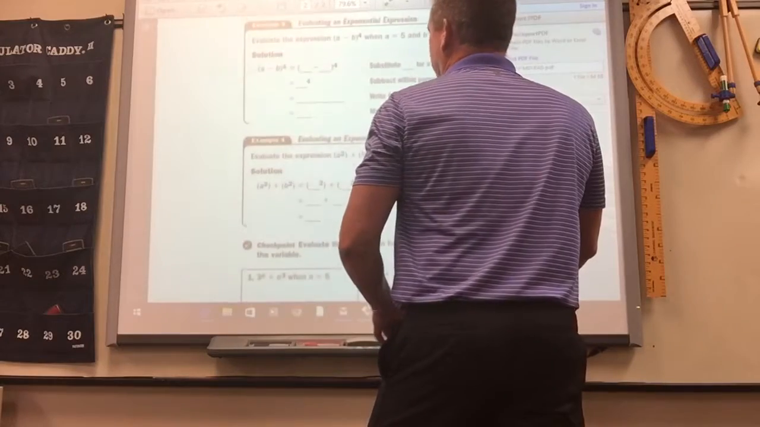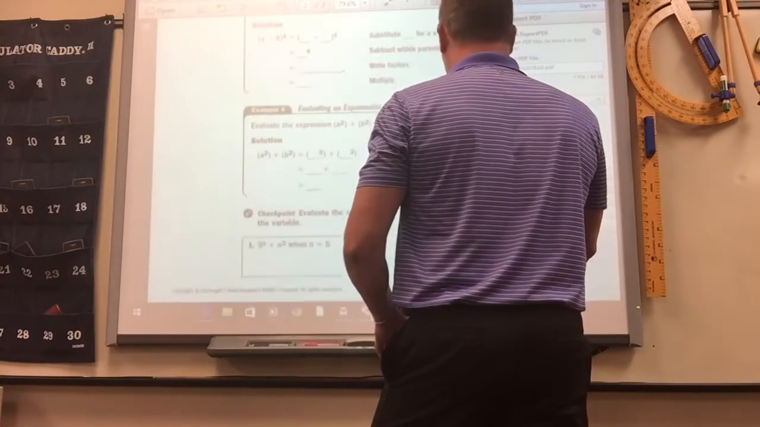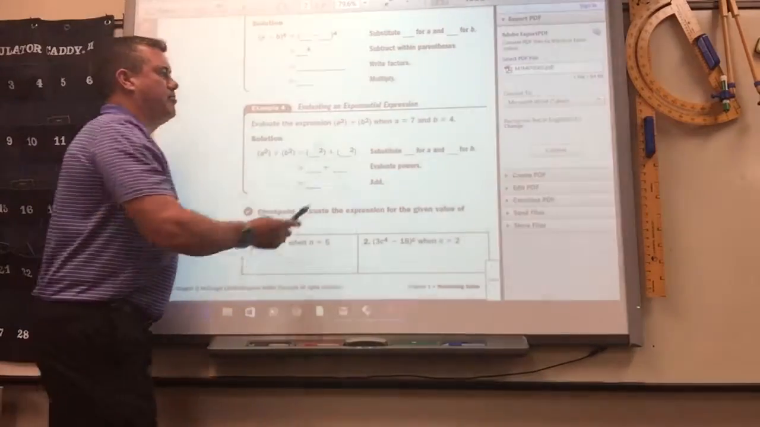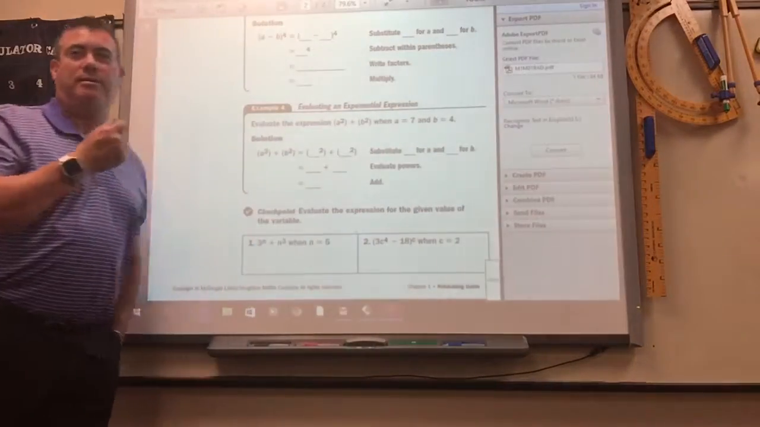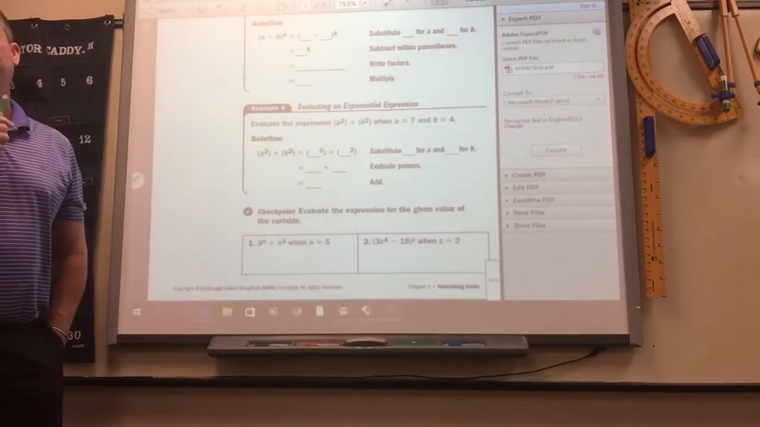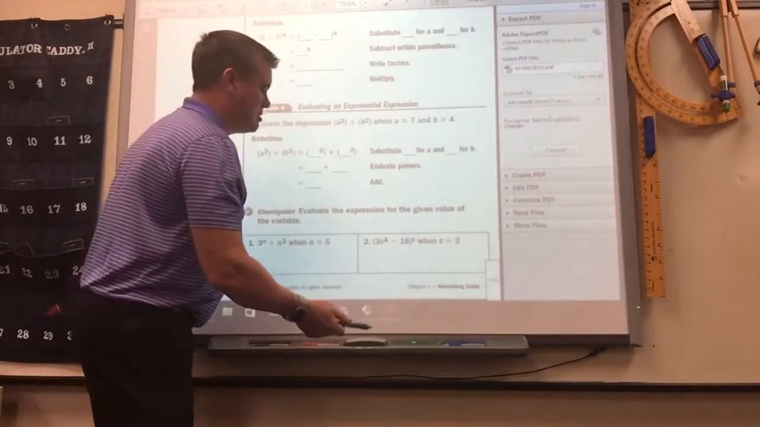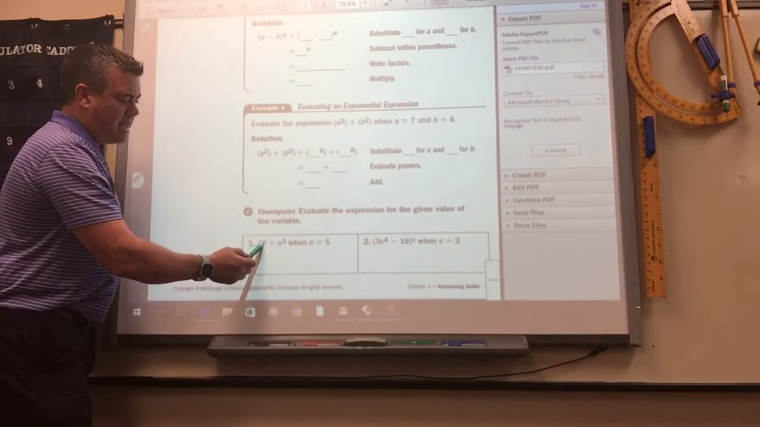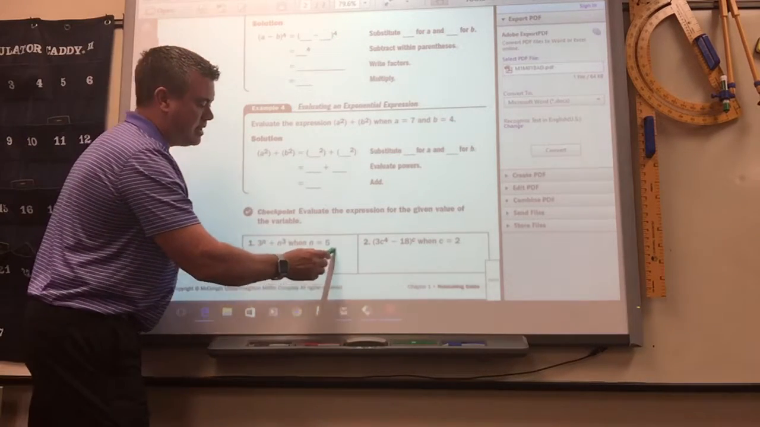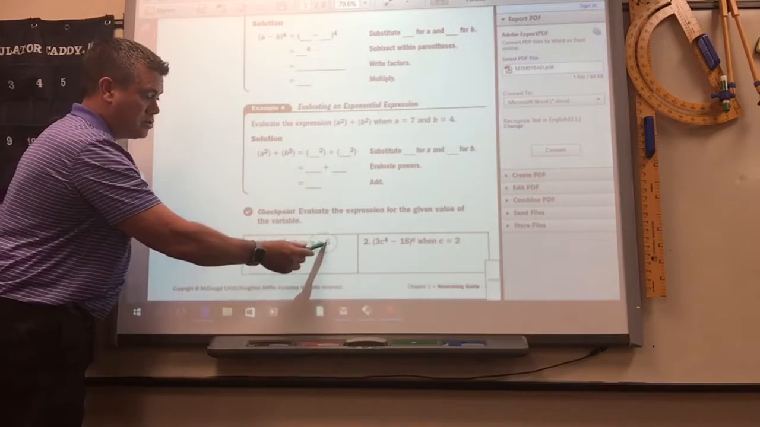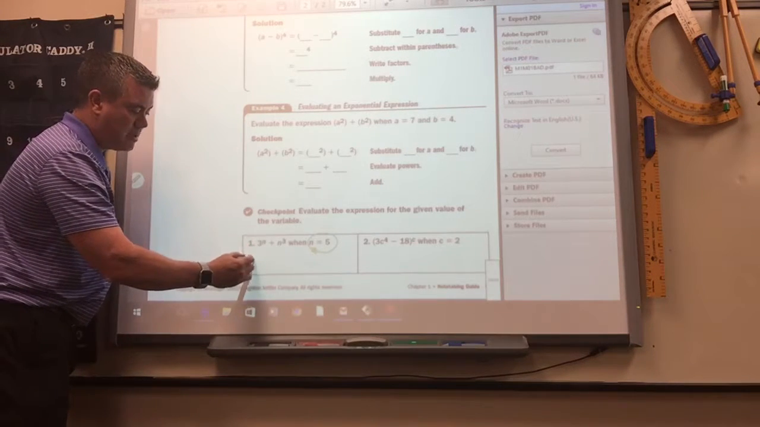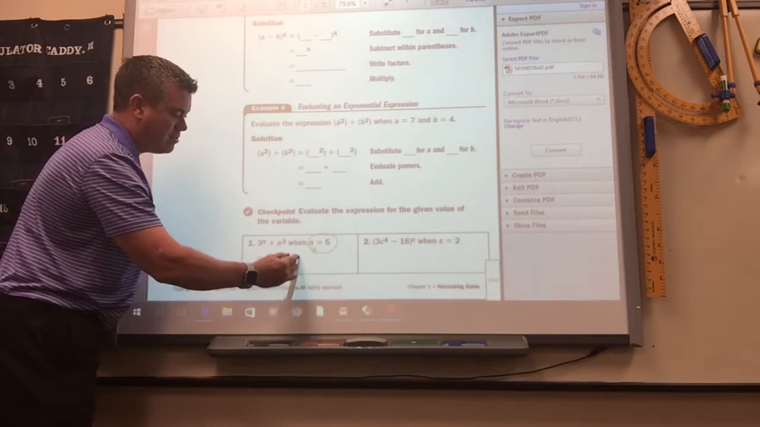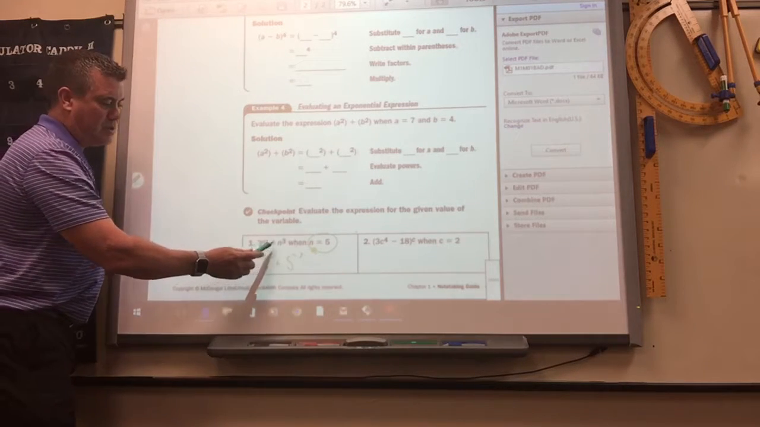So again, solving them, they have expressions for us, and you have to put the numbers in place. So let's just do these two down here. 3 to the n plus n cubed, and it tells you what n is. So you put 5 in place of the n. So this would become 3 to the 5th plus 5 to the 3rd. I just replaced the n with a 5.